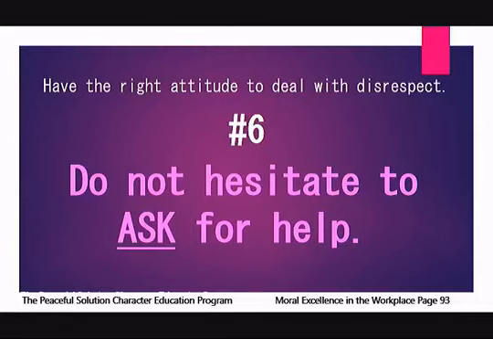And lastly, point number 6, do not hesitate to ask for help. Okay, sometimes you might need help dealing with a certain situation. You might need to, like it said here, not hesitate to ask for help. You might need to go to your supervisor or someone in a higher authority and ask them for help. Sometimes we need help to effectively deal with and peacefully resolve issues with a coworker.